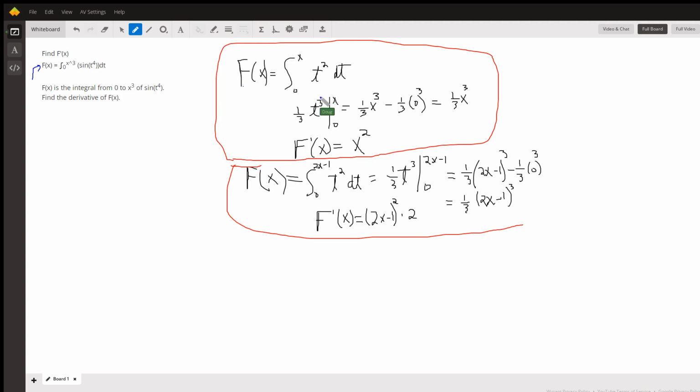Let's say you just had to do this like you do any other definite integral. You'd find an antiderivative for this, which would be 1/3 t cubed. You'd evaluate from 0 to x, which would be 1/3 x cubed, because we put x in for this t, minus 1/3 of 0 cubed, because we put 0 in for the t. Of course, this is just a 0, equals 1/3 x cubed. Now, if we have to find the derivative of this, we'd use the power rule, and we just get x squared.